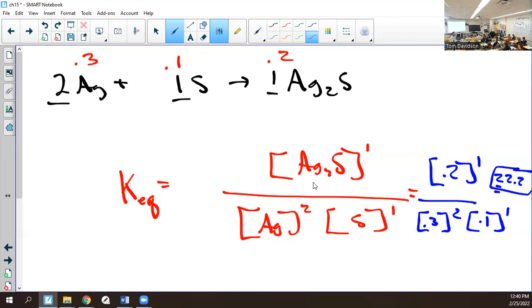Once they go both ways, does it matter? It does. And Tim asked this question a second ago. He said, what if it went the other way? If it goes the other way, the answer is 1 over that answer. It'd be 1 over 22.2. Because if we did it for the reverse reaction, these would now be the products, and that would have been the reactant. And so it's everything upside down. And that's a slide coming up.